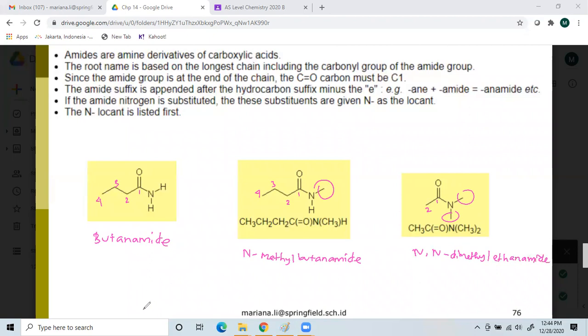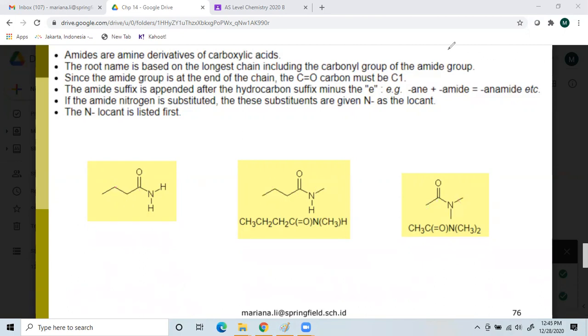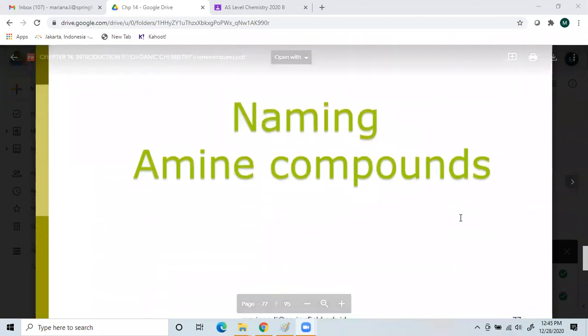What if there are two different substituents at N? Let's say I have one CH3 and one CH2CH3. Let's say I have this compound. What would the name be? This is ethyl, this is methyl. So ethyl comes first: N-ethyl-N-methylethanamide. Okay, not too difficult as long as you know the rules, alphabetical order. Okay, we are done with amide.